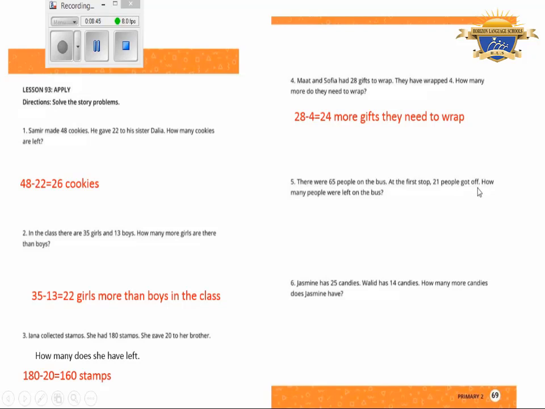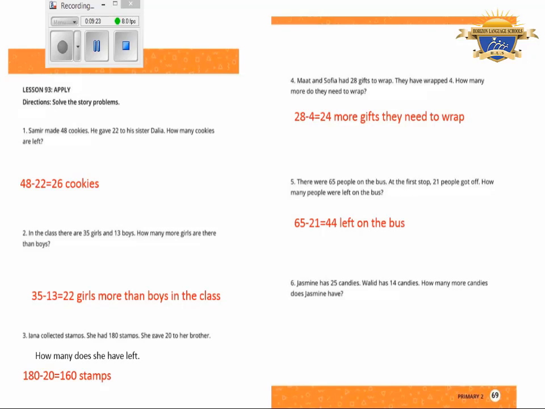Got off means go away. Left equals got off. So it's a subtraction problem. At first there were 65. 21 went away. So 65 minus 21 equals 44 left on the bus. Remember that order is important in subtraction problems.